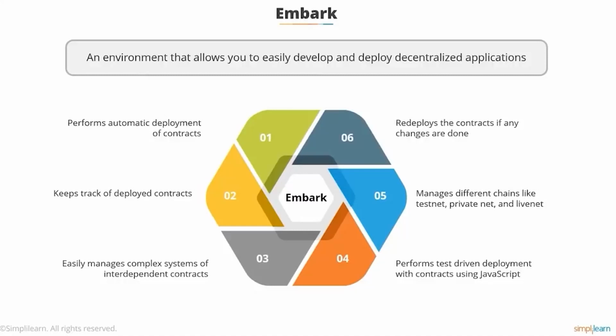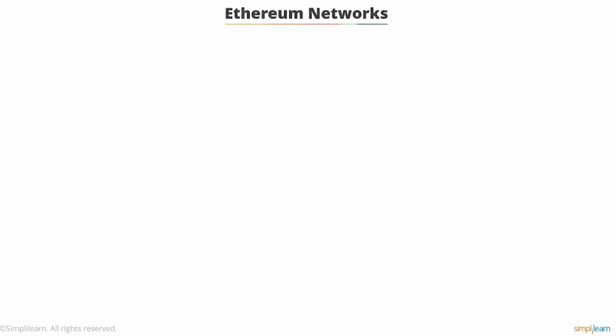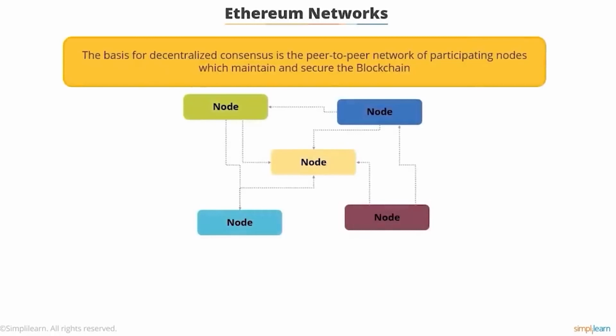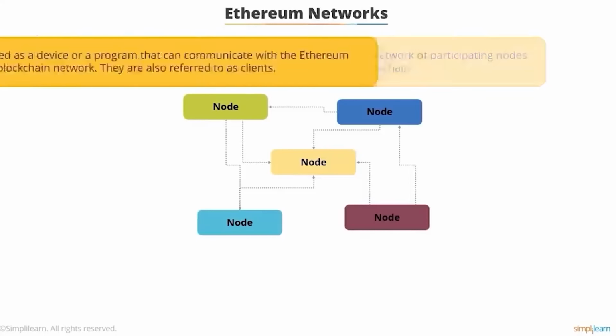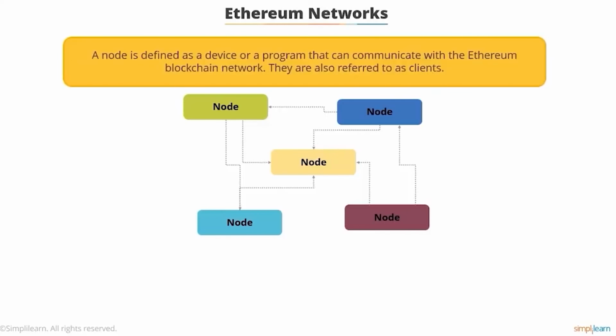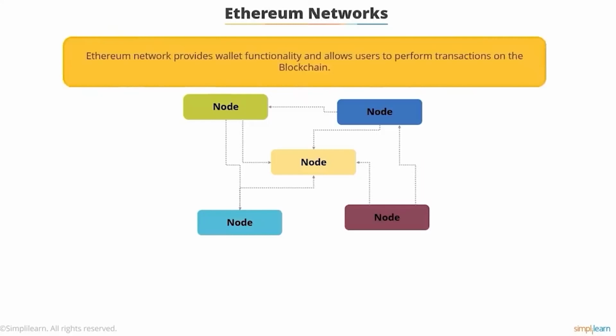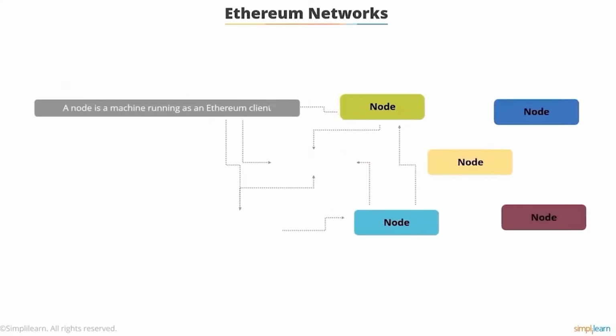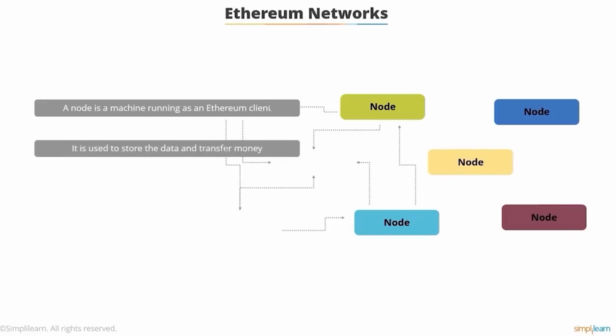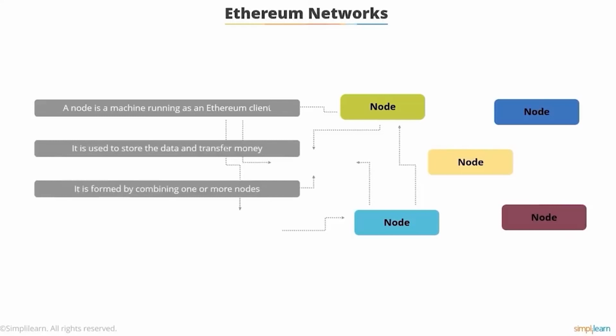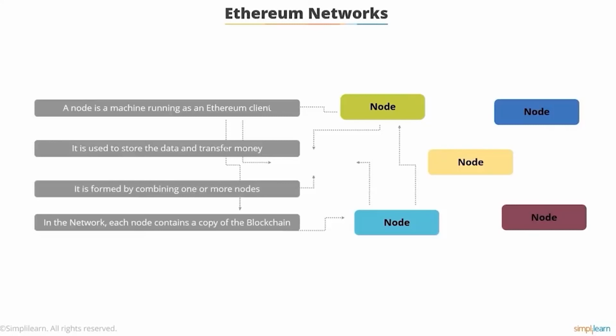Let's talk about Ethereum networks. The basis for decentralized consensus is the peer-to-peer network of participating nodes which maintain and secure the blockchain. A node is defined as a device or a program that can communicate with the Ethereum blockchain network. They are also referred to as clients. They provide wallet functionality and allow users to perform transactions on the blockchain. Thus, a node serves as a machine running as an Ethereum client. It is used to store the data and transfer money. A network is formed by combining one or more nodes, and each node contains a copy of the blockchain.